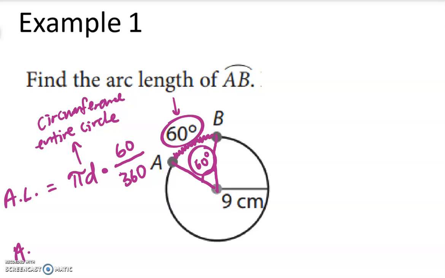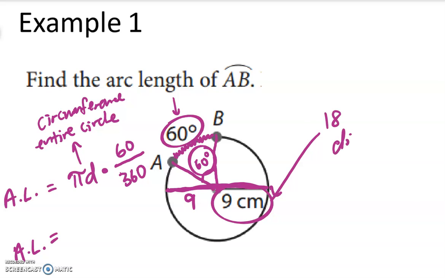So now the question is, what is the diameter? This is not the diameter. That is a radius. If I draw another radius, I have 9, which gives me a diameter. Remember, diameter is just 2 radii put together. So 9 times 2, or 9 plus 9, is the diameter. So the diameter is 18.